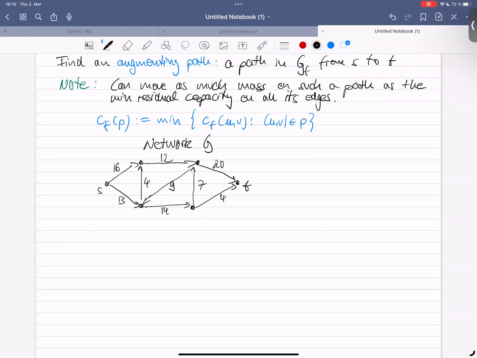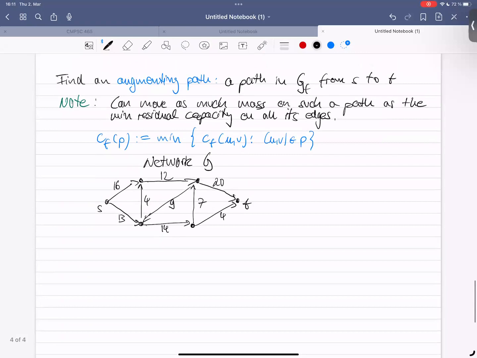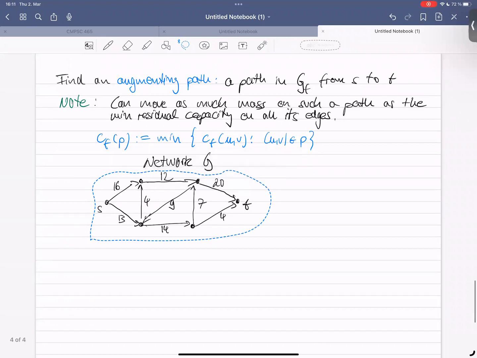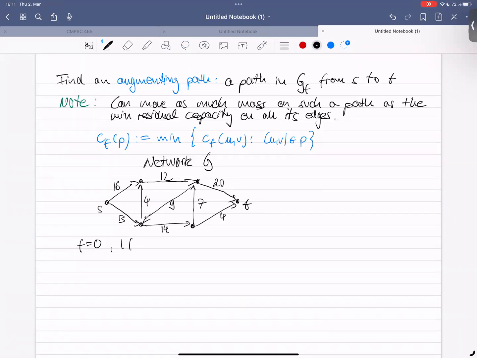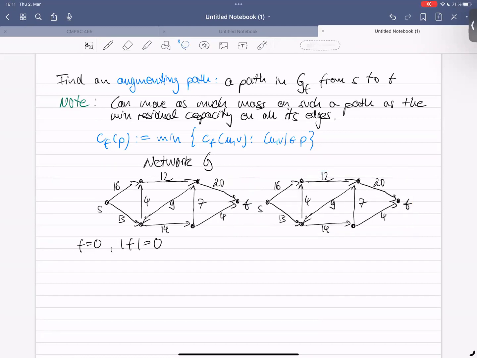Our network G. We want to find a maximum flow in this network from S to T using the scheme that we have just described, also using these residual networks to help us find these augmenting paths. Before I change this, I copy this to not draw the same thing multiple times. Originally, as we said before, we start from a zero flow. We assign zero to all edges, which means simply that the value of this flow will also be zero. Clearly, it's feasible. And the residual network given the zero flow is the same as the original network. Nothing has changed.